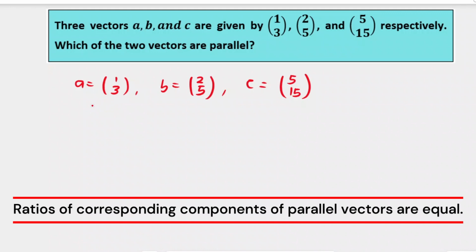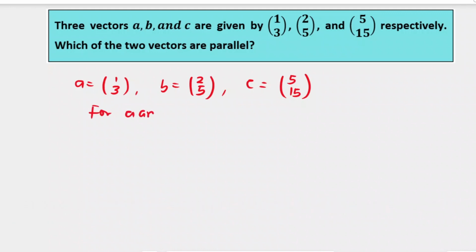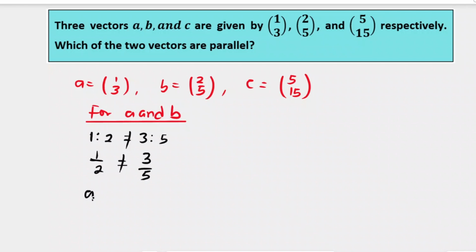So let's get this one, for the vector a and b. So that means that 1 to 2 should be equal to 3 to 5. So we can see that these vectors are not parallel. If we still disagree, let's just write them as fractions. We're going to get 1 out of 2 is equal to 3 out of 5. In fact, this is not true. 1 out of 2 is not the same as 3 out of 5. So they are not equal. And because of that, the vector a is not parallel to the vector b.